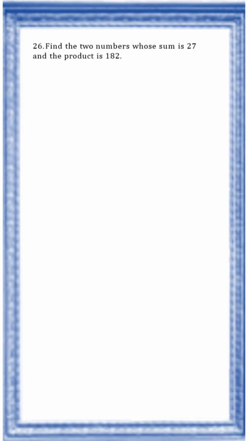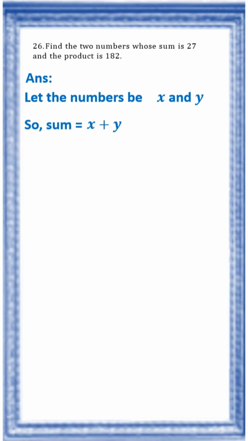Now the 26th question. Find the two numbers whose sum is 27 and their product is 182. We are given two numbers. Let the numbers be x and y. Their sum means x plus y is equal to 27. Now we can express y in terms of x. So y is equal to 27 minus x. So now the numbers are x and 27 minus x.